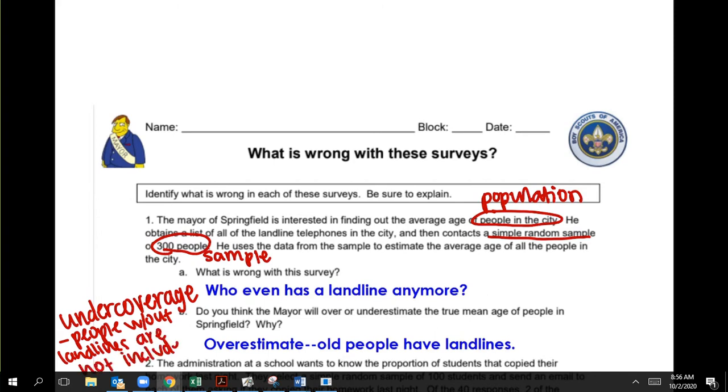Well, and that could be any type of survey, like surveys through email. Well, not everyone has an email. Surveys through Twitter. Not everyone's on Twitter. Things like that. And so that is called undercoverage.